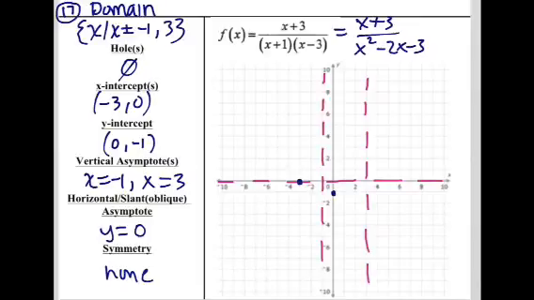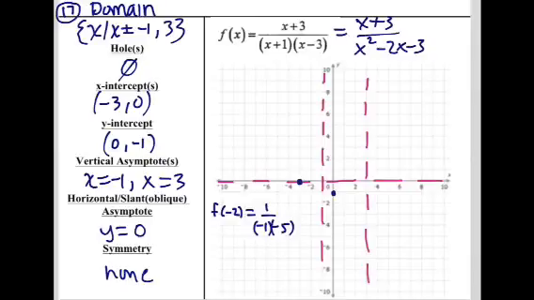So I'm going to pick, say, x equals negative 2, just to see what happens in this area right here, whether it's going to go up like this or it's going to come from the bottom like this. Okay, so I'm going to put -2 as one of my x values. So -2 plus 3 is 1, and -2 plus 1 is -1. -2 minus 3 is -5, so this gives me a positive 1/5.